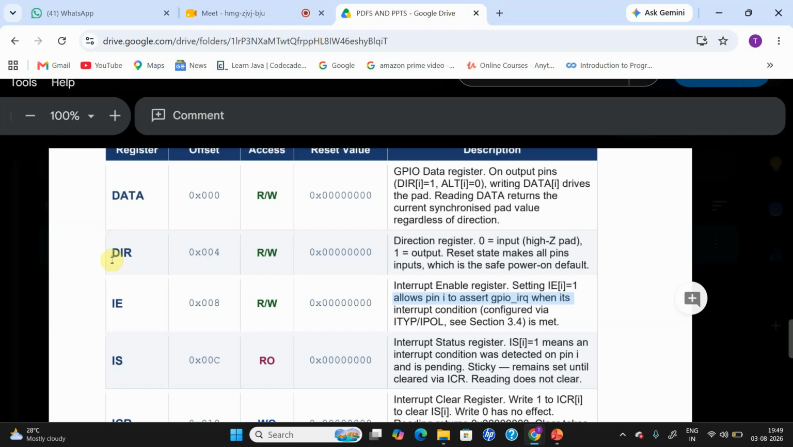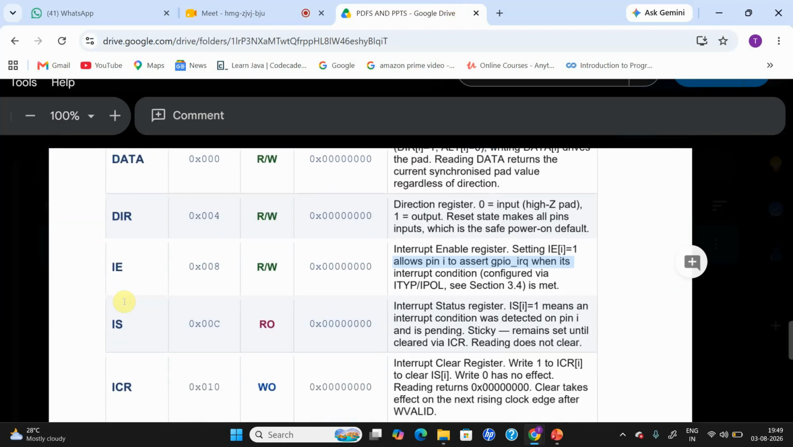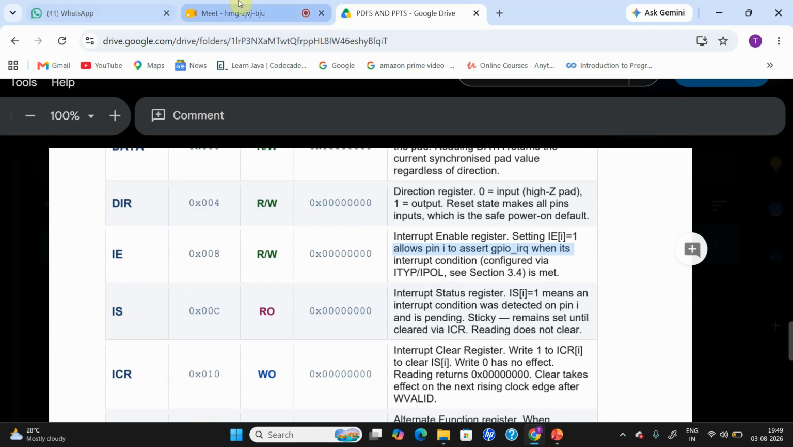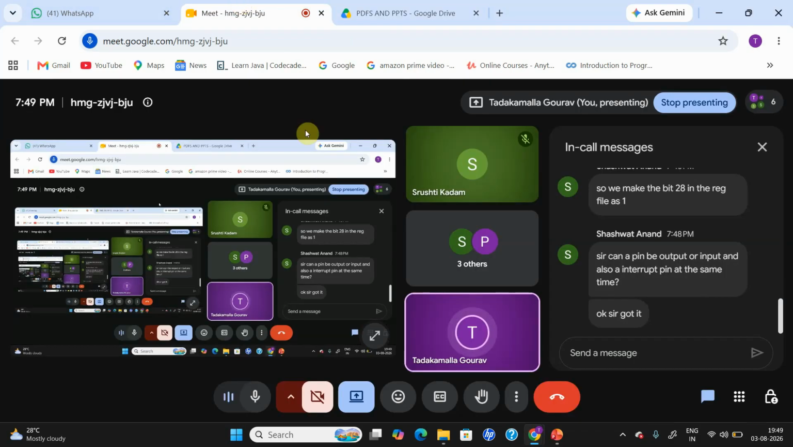Now, this is the data register, direction register, and interrupt enable register. I have one question for you. Let's say I enable all 32 interrupts, and the fifth and sixth interrupt pins are given. How is the processor going to come to know? Is the processor going to come to know that the fifth and sixth interrupts are being given?